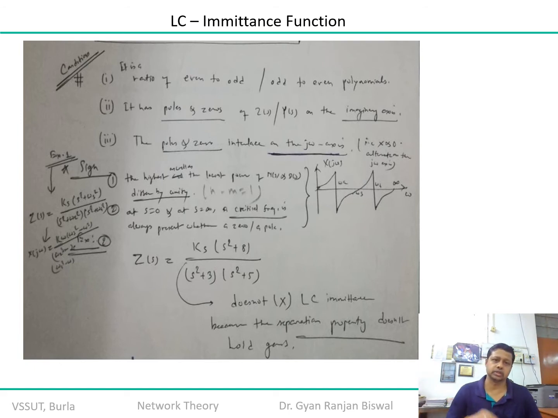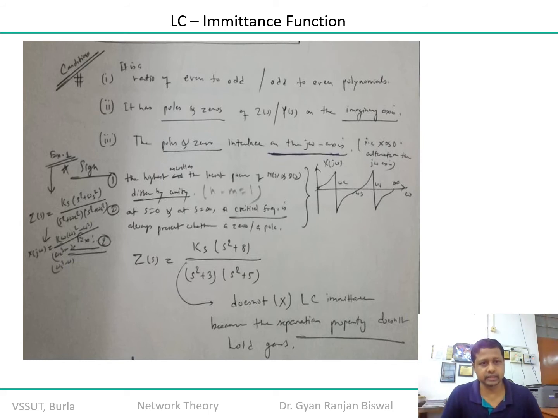So all the poles and zeros will exist over the imaginary plane. The poles and zeros interface at the j omega axis. So the poles and zeros should interface the j omega, the imaginary axis. Sometimes it should pass through the j omega axis at some particular frequency. Let's say that frequency is omega 1 or omega 2 or some values.